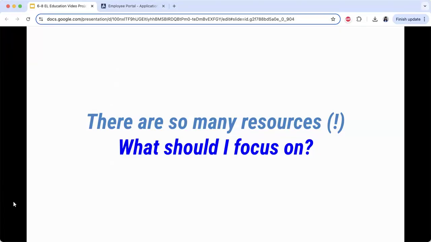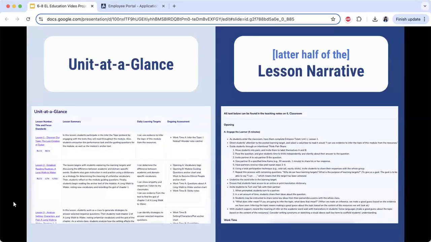When I was planning an EL lesson, there were two resources that I found to be especially helpful to me, and I wanted to highlight the following. The first is the Unit at a Glance. This resource really gives a bird's eye view of each unit, highlighting the lesson title that gives you just a broad overview of what you'll be covering, the lesson summary, the daily learning targets, and then whatever assessments you will be using that day to measure student learning.